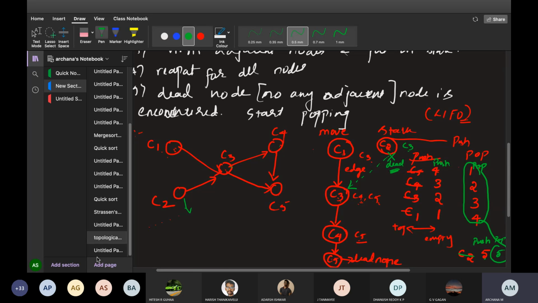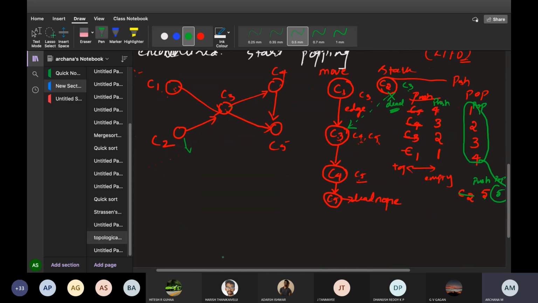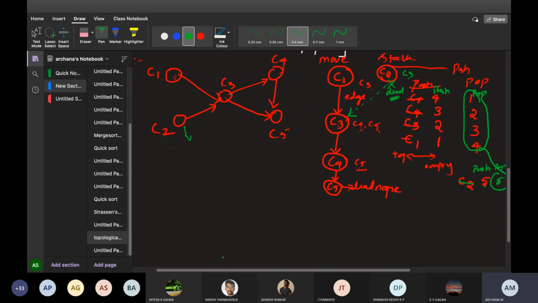Now I will write an order over here. I will write that order. So what is that order now? Which one was the first pop from the stack? Here, order. You have to tell me the order. Which node was the first pop? This is the node C5. Then, which is the next popped? C4. Next popped C3. Next popped C1. Next popped C2. This is the order. First, popping order we have to write.